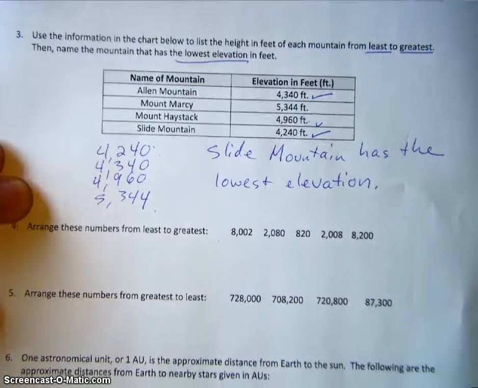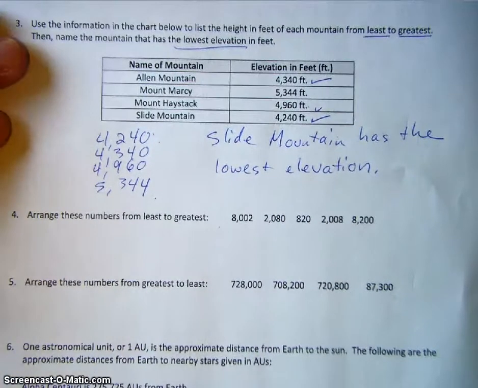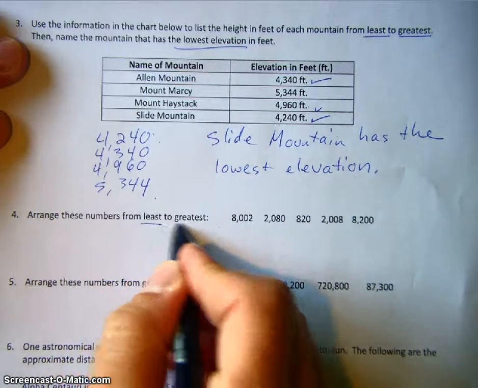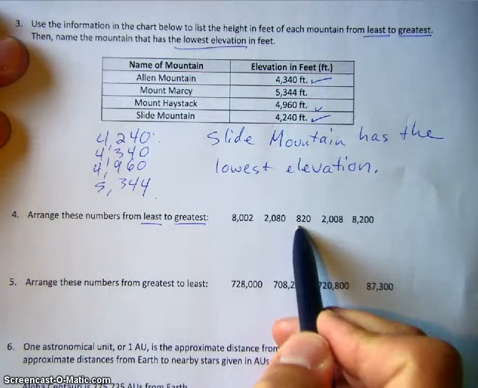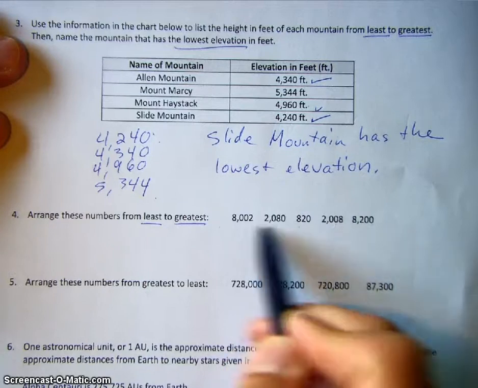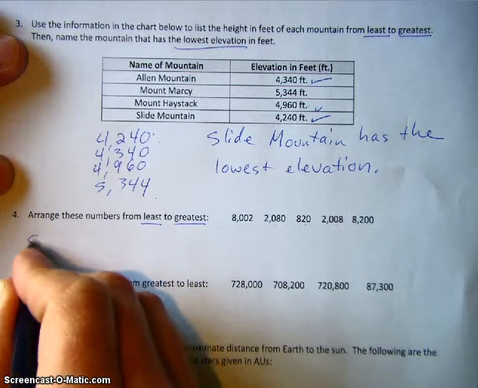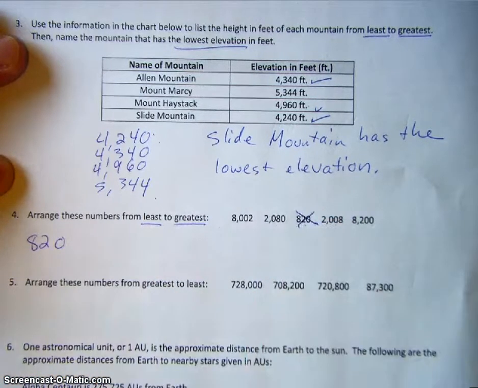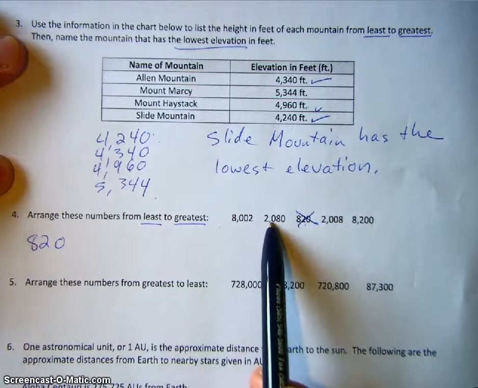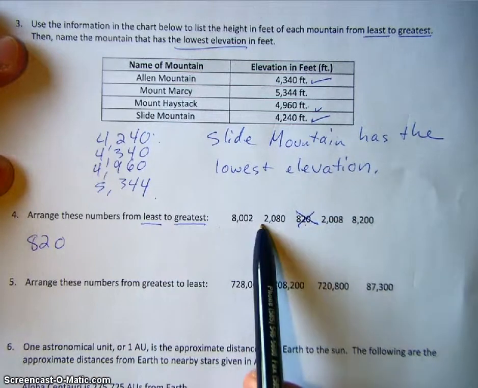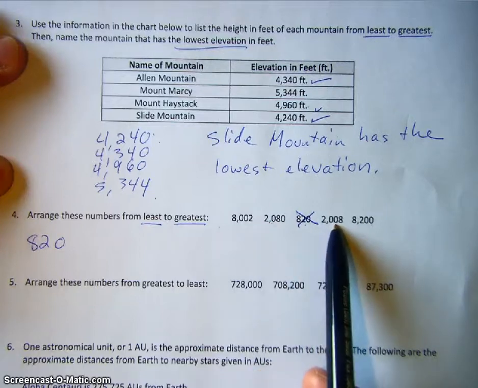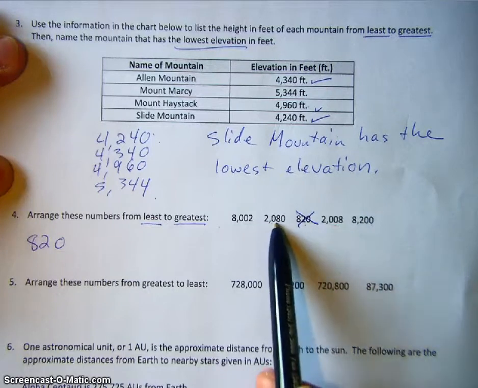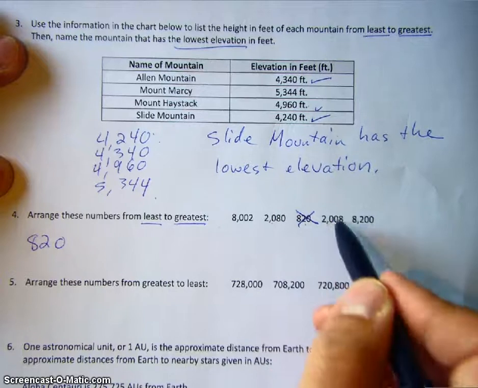Okay, moving on to number 4 here, we're going to stay in that same direction, still going least to greatest, to arrange these numbers. Now, right away, this middle number should stand out because it has fewer digits. So we're going to write 820 first. Next we see that we have these two numbers here with 2,000s, where they both have 0 hundreds, but this one has 0 tens and this has 8 tens. So 2,008 would be our next lowest.